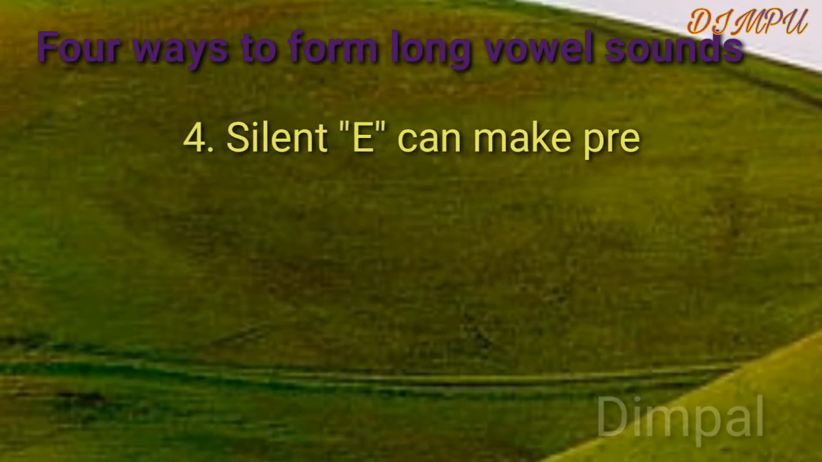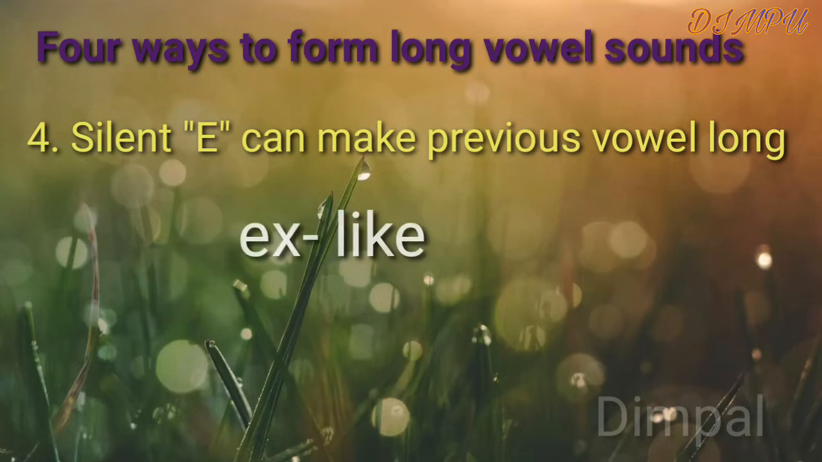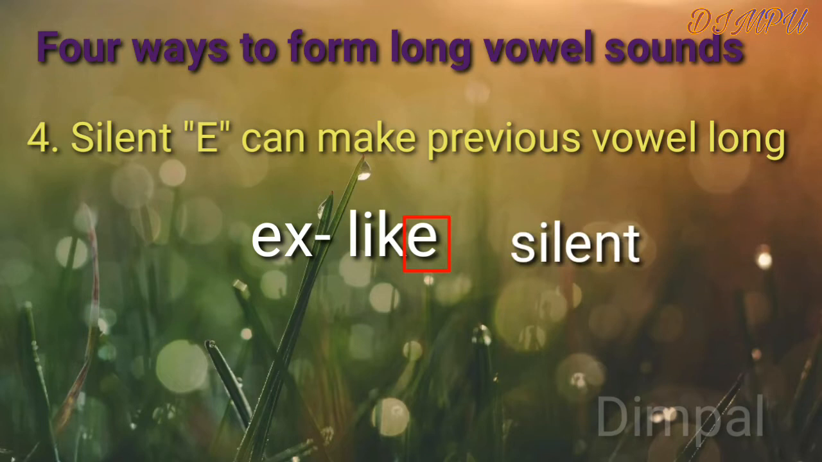Last rule, silent E can make previous vowel long. Example: like. Here E becomes silent and I says its long sound.